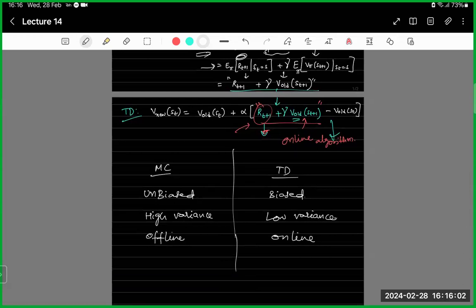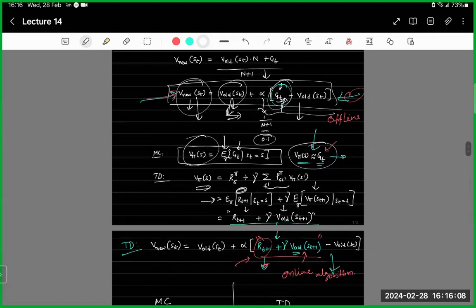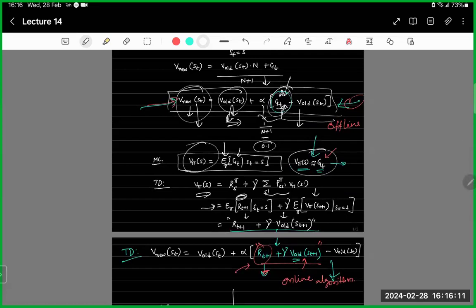Okay. And the variance part here: G T is a sum of a lot of random variables, right? Which is R T plus 1 plus gamma times R T plus 2 plus so on. So from one episode to the next episode, the G T value can vary a lot because it's a sum of a lot of random variables. If you toss it multiple times, the first one versus the second one, there could be a lot of difference. So there could be a sudden fluctuation in V new of S T compared to V old of S T.